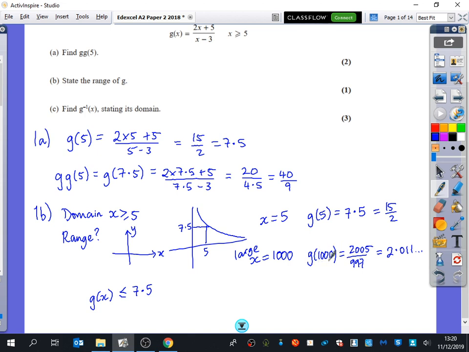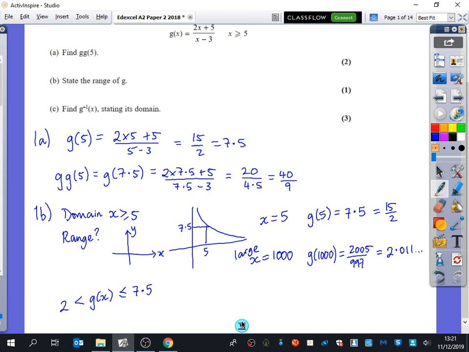Now, no matter how big you make this value of the x bit, the numerator is always going to be slightly bigger than the denominator, which means it's always going to be slightly bigger than 2. So the function has always got to be bigger than 2.